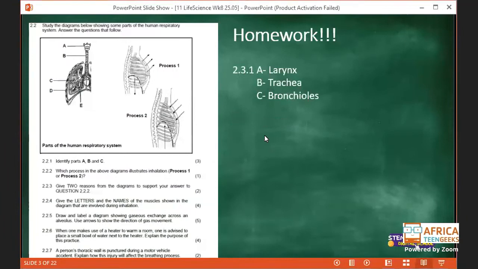Sorry about that. Guys, someone's video is on, all right, cool. Question 2.2.2. Which process in the above diagrams illustrates inhalation? Is it process 1 or process 2? Which process in the above diagrams illustrates inhalation? Is it process 1 or process 2?